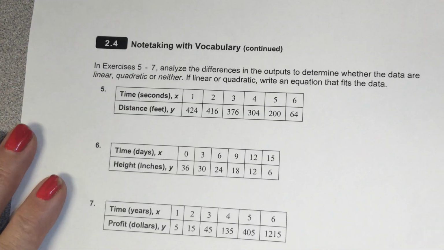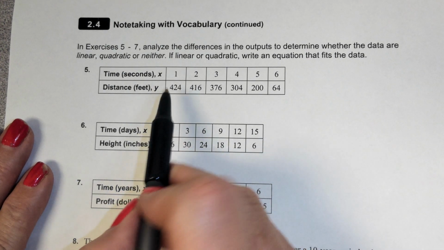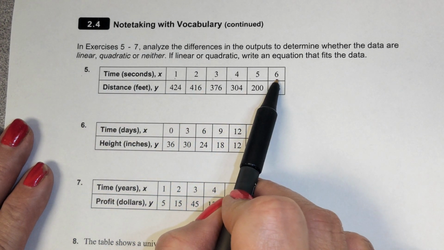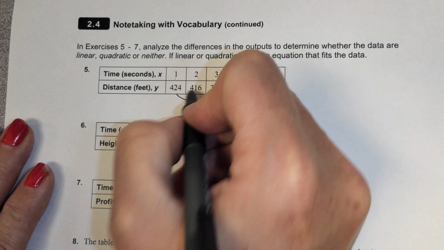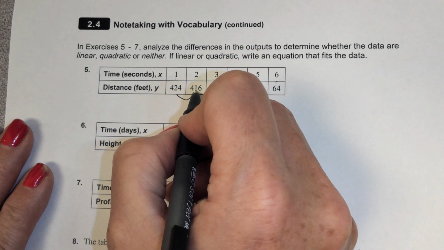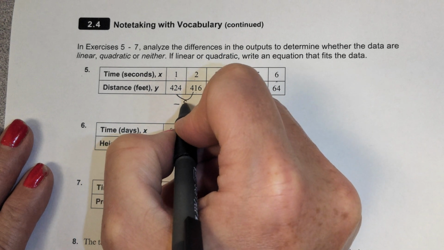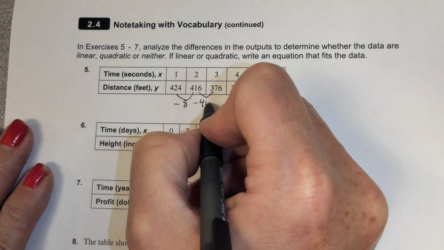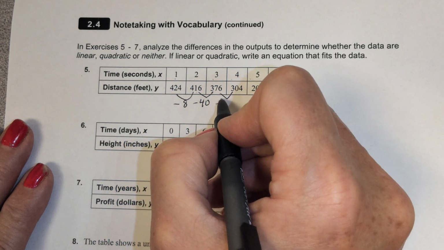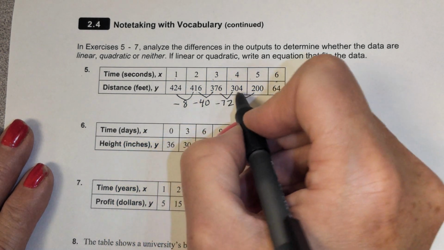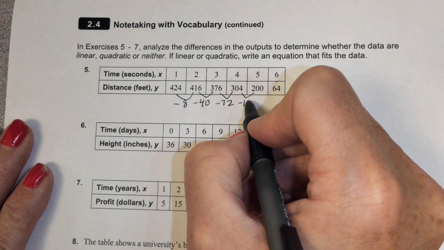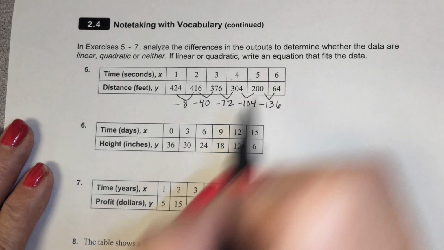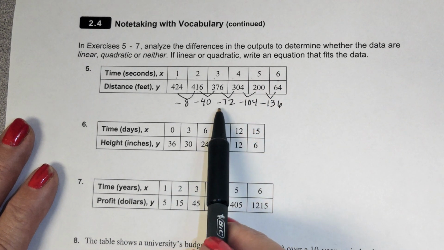Looking at these examples, first I check on number 5. Are the inputs evenly spaced? Yeah. So now I need to find these differences. 424 to 416, that is down 8. 416 to 376, that's down 40. This is down 72. This is down 104. This is down 136. That's what we call our first differences.